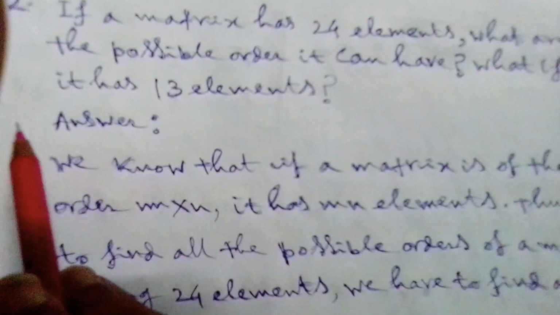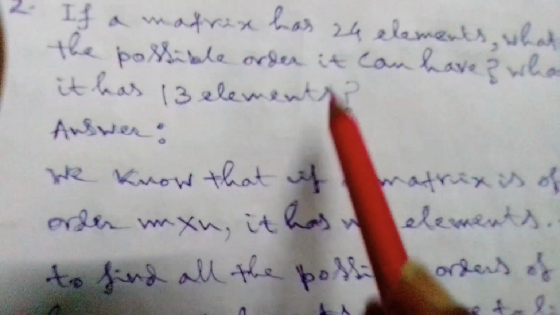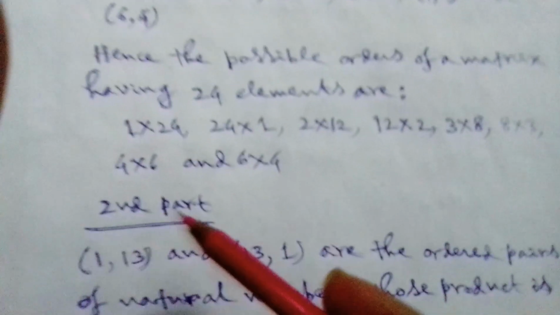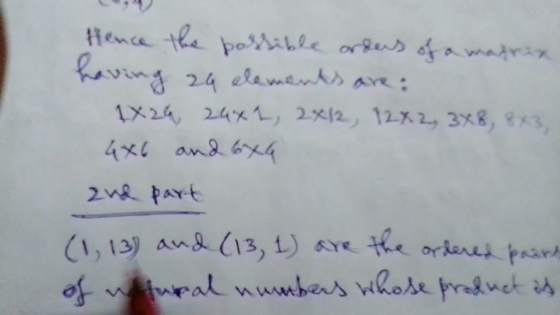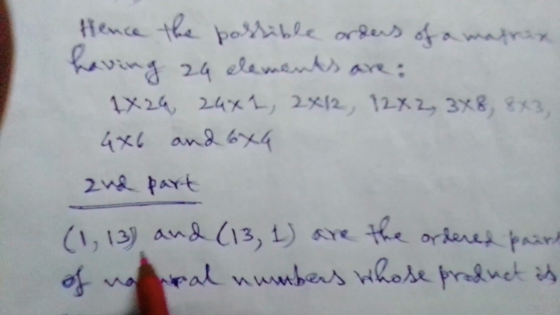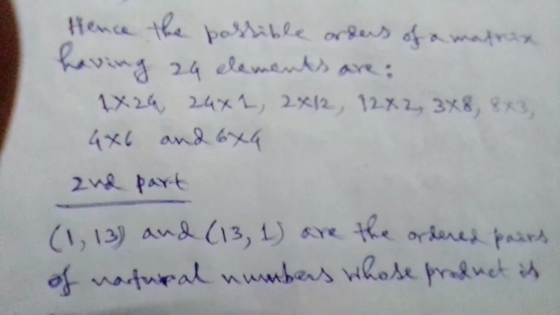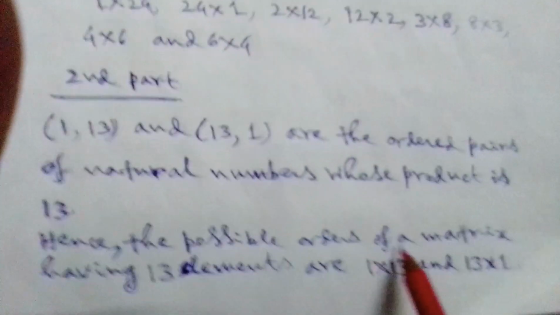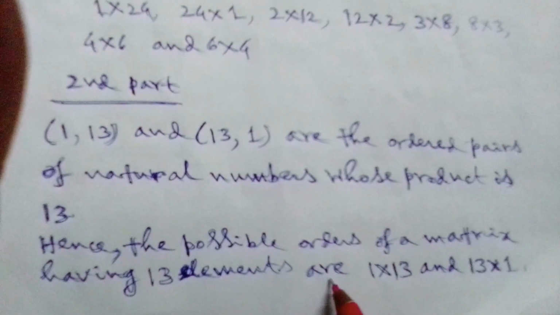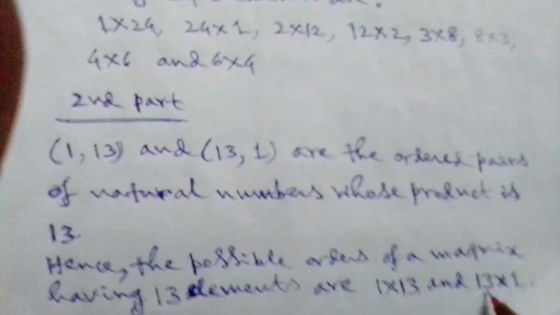Now we tackle the next step. What if it has 13 elements? If we consider 13 elements, what will be the possible orders? Because 13 is a prime number, we find only the 1 and 13 combinations. So 1, 13 and 13, 1 are the ordered pairs of natural numbers whose product is 13. And hence the possible orders of the matrix having 13 elements are 1 by 13 and 13 by 1. So finally we end our discussion of the second question.